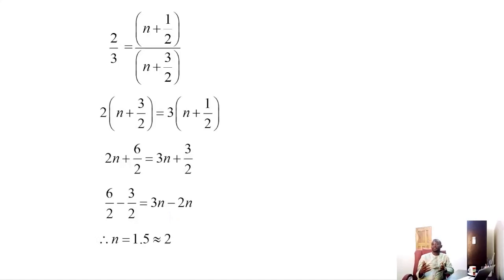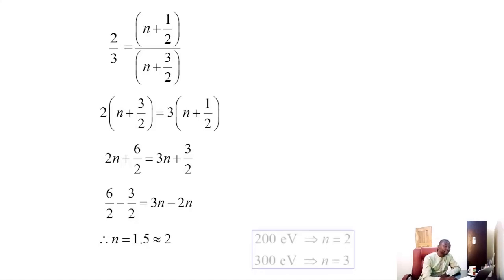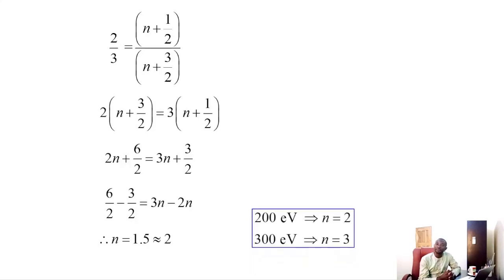And because quantum numbers of harmonic oscillators are never half, we approximate that to the nearest whole number, which gives 2. That is to say, the quantum number of the first energy level is 2, while that of the next consecutive energy level is 3.